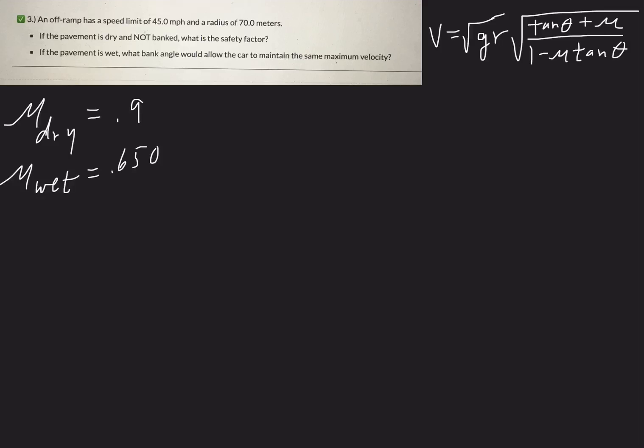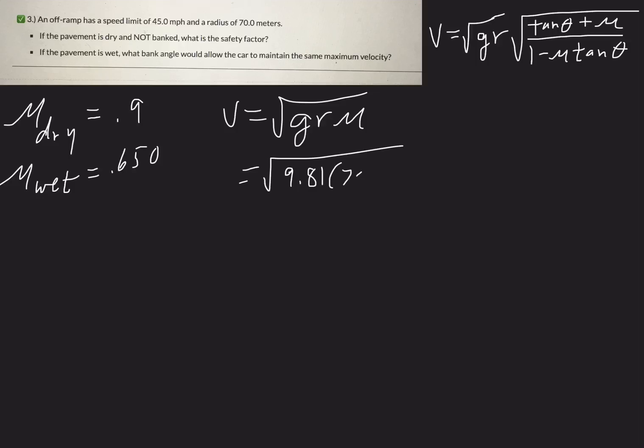So we're going to get on this off-ramp, and this is actually not a banked off-ramp. It has friction, but it's not banked, so that's an easier problem. If you remember that, that's the square root of g r mu. That's to figure out the velocity. So that's pretty easy. That'd be 9.81, the radius is 70, and the mu is 0.9, the dry pavement.